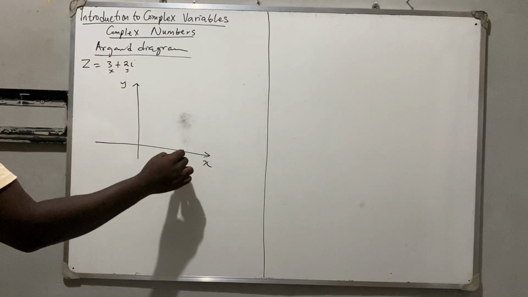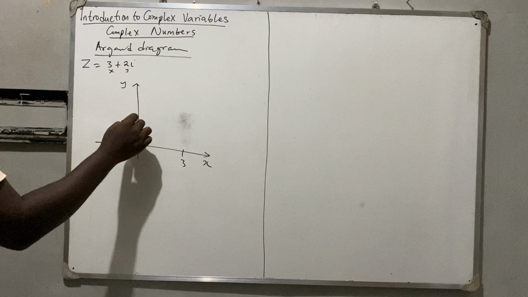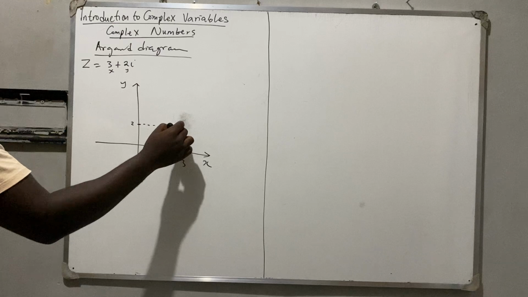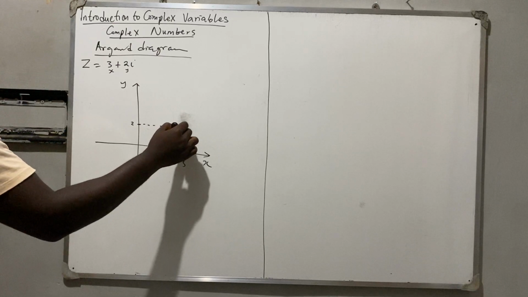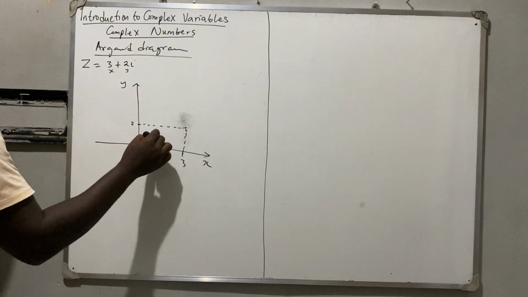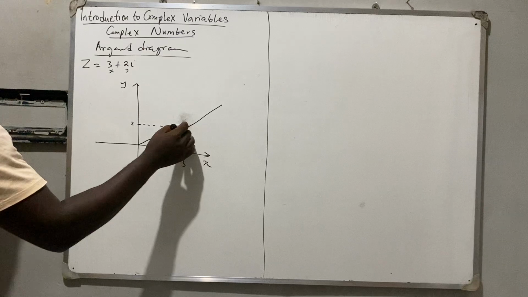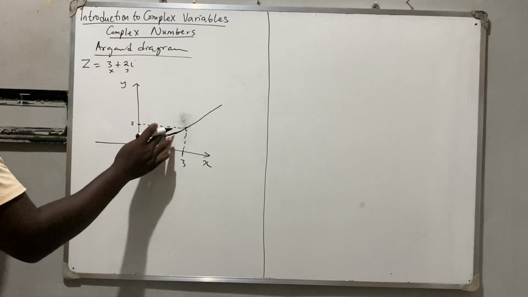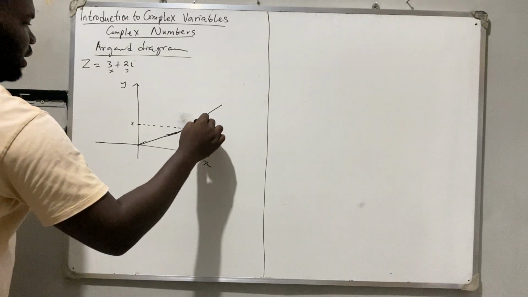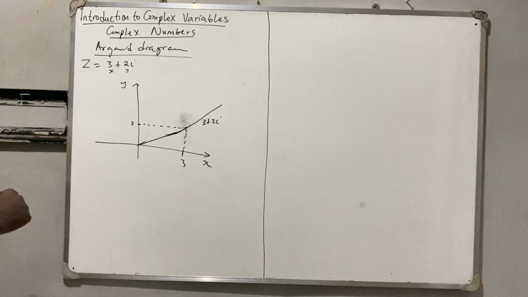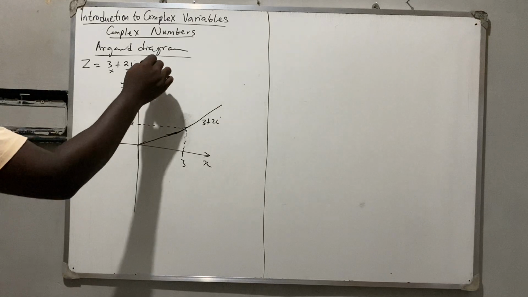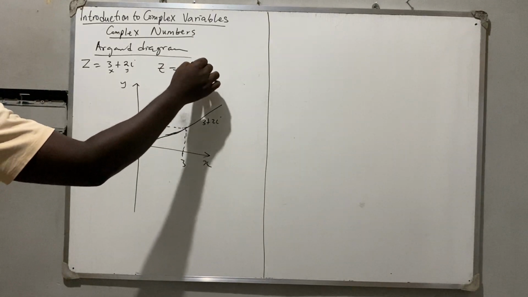So my x is 3. Let's say that here is 3. And then my y is 2. Let's say that here is 2. So now, if here is 2, this comes this way to join this one this way. Okay? So now, the 3 plus 2i is just to draw a straight line from the origin that passes through that point. So this line drawn is what we call our 3 plus 2i. So, for example, another example is maybe we have that z is equal to -3 minus 2i.